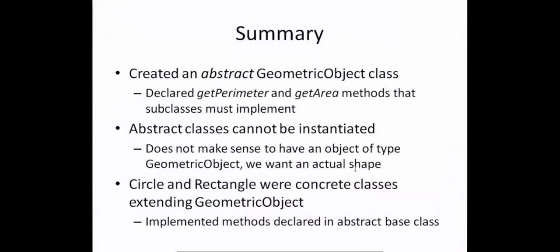So just to summarize now, in this video we created an abstract GeometricObject class. Now we declared getPerimeter and getArea methods that the subclasses have to implement. So these were abstract methods defined inside of GeometricObject. Now abstract classes cannot be instantiated. It doesn't make sense to have an object of type GeometricObject. We want an actual shape that we can use. So Circle and Rectangle were concrete classes that extended GeometricObject. Now this meant that Circle and Rectangle had to implement the abstract methods that were declared inside the abstract base class.